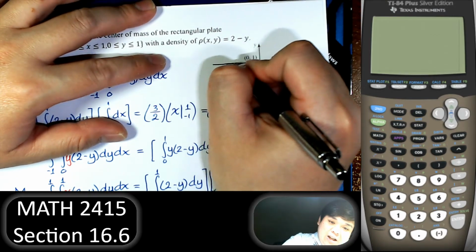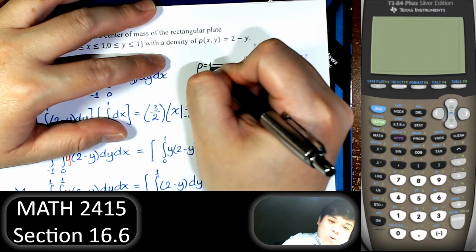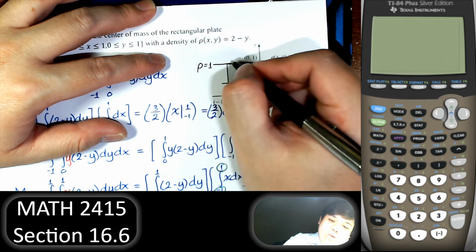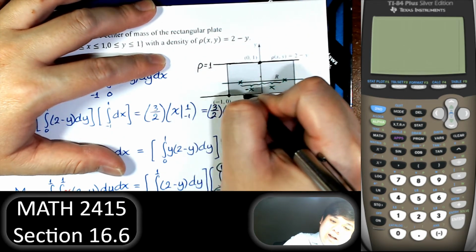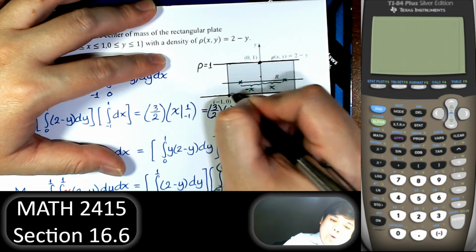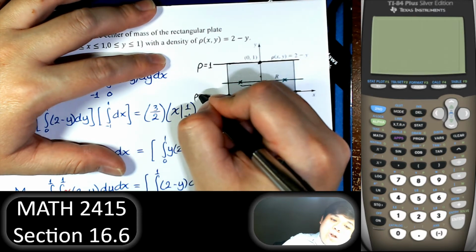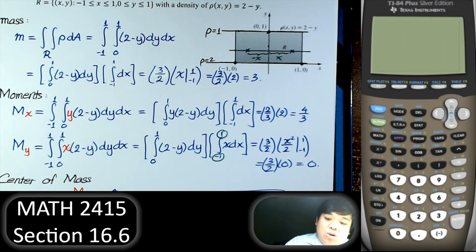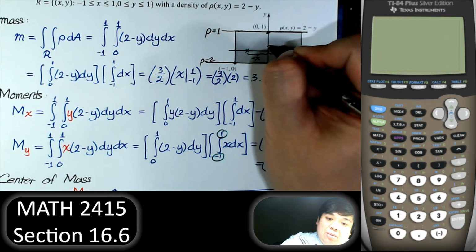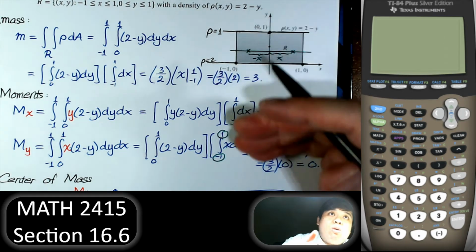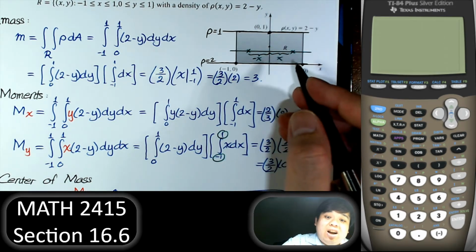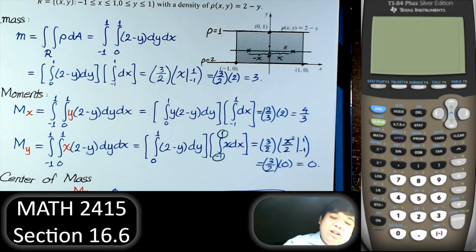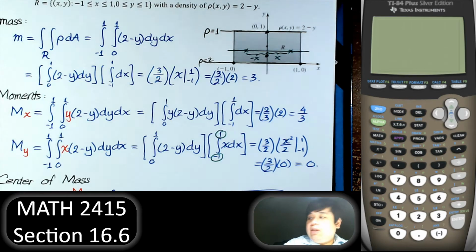So on this top line, the density is equal to 1, because 2 minus 1 is 1. Everything on this line, y equal to 0, and the density is equal to 2. So this one is bottom heavy. The bottom is heavier than the top. So that's why the center of mass, instead of being right in the middle, tends to go toward the heavier side. So by 4 over 9, the center of mass is somewhere in here, because the bottom is heavier than the top.